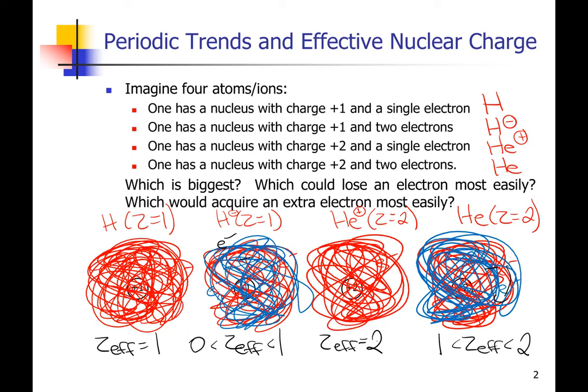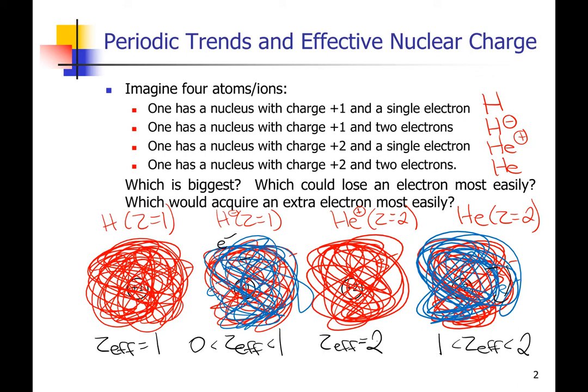And so now we've been able to assess rough estimates of how much positive charge the electrons in each of those species are feeling coming from the nucleus. Now let's use that to answer some questions. Which of these should be biggest? Well, the biggest one is going to be the one in which the electrons are held least tightly to the nucleus. So the one in which the effective nuclear charge is the smallest.